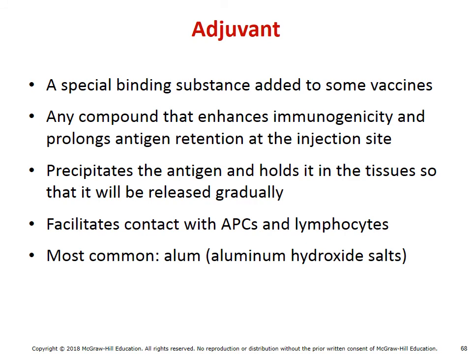An important thing we should talk about here is an adjuvant. An adjuvant is going to be a special binding substance that's added to some vaccines. This is ultimately going to enhance the amount of immune response, which allows for greater immunity in the long term. So it's not uncommon to see things added to vaccines to encourage the effectiveness of the vaccine. A good common example here is alum, which is aluminum hydroxide salts. Again, by adding these, we get greater immune response, which means we have to give fewer shots and still achieve great levels of protection.